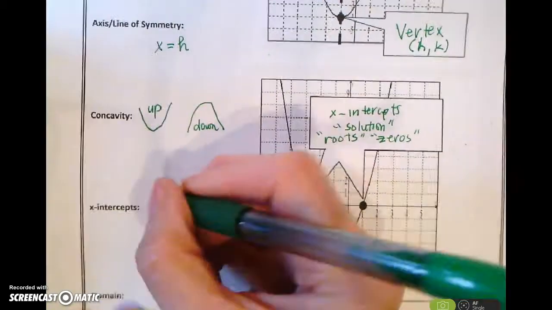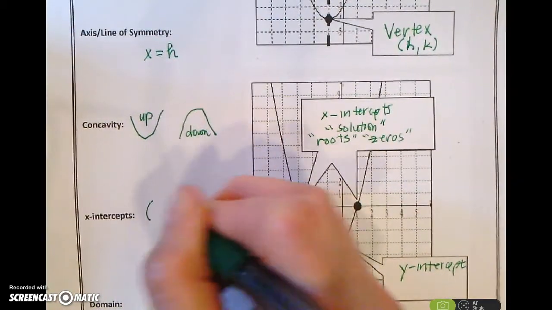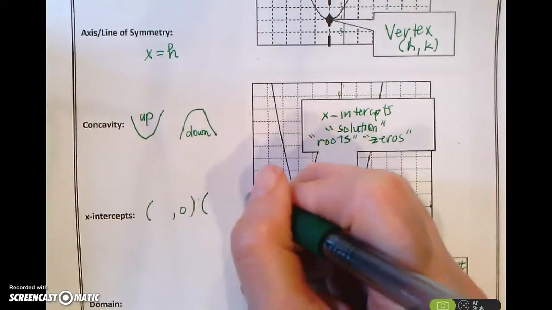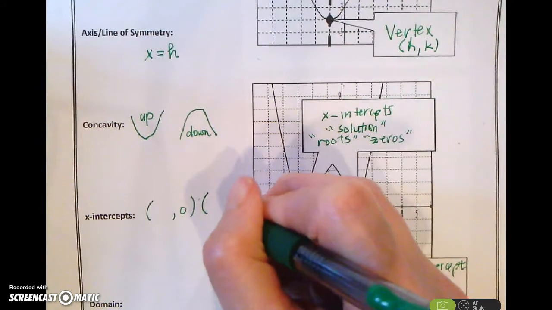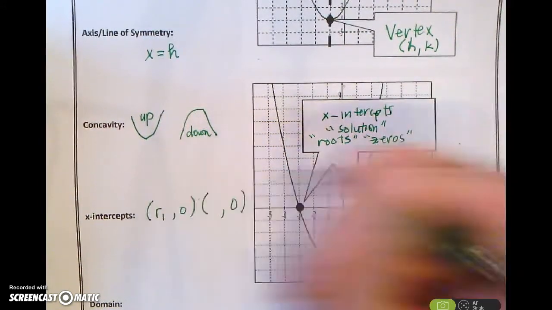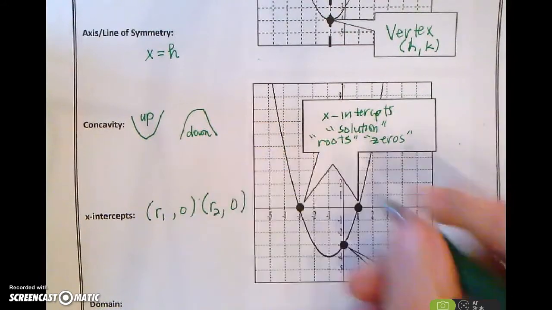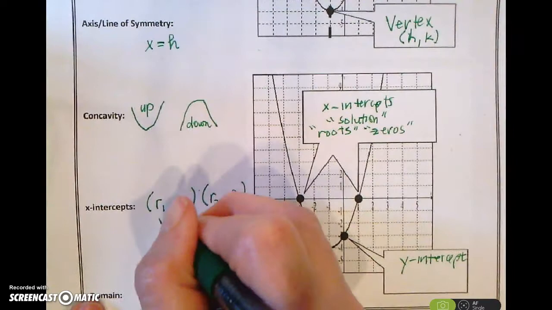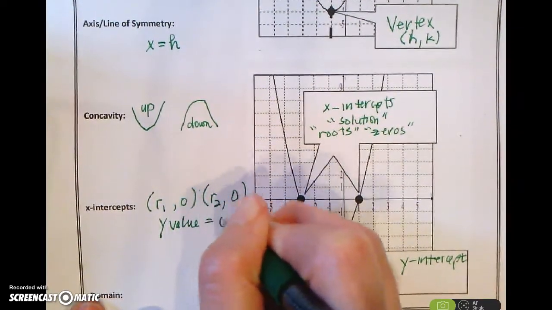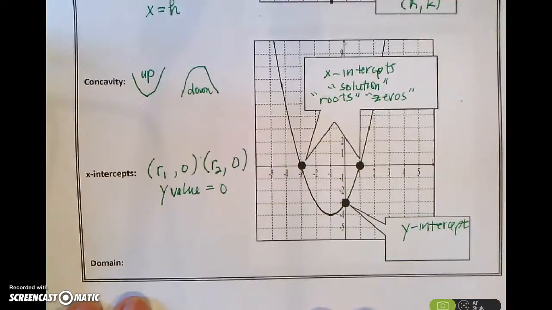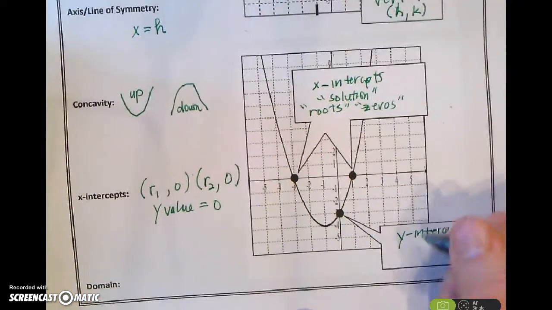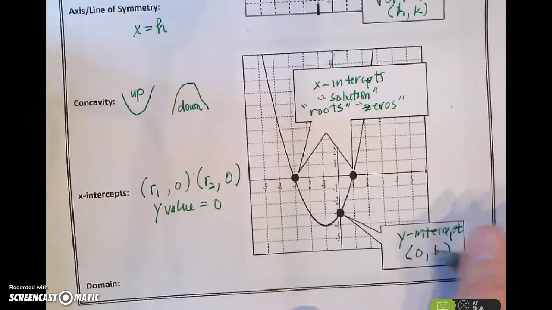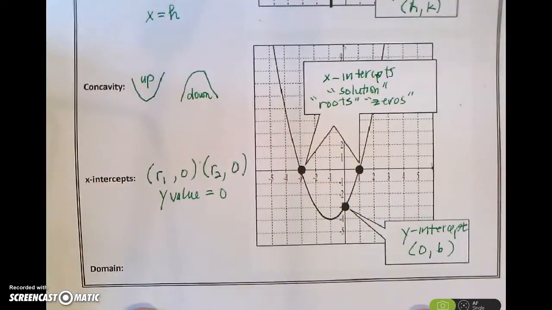Remember that for an x-intercept, the y value is 0. And you can see that there are 2 of them here. There's not always 2, as you'll see as we go through our examples. I'll call this R1 for root 1 and R2 for root 2. But the y value equals 0 always. And for the y-intercept, the x value is going to be 0. So this is 0, and then some value here, I'll call it b, for the y value.